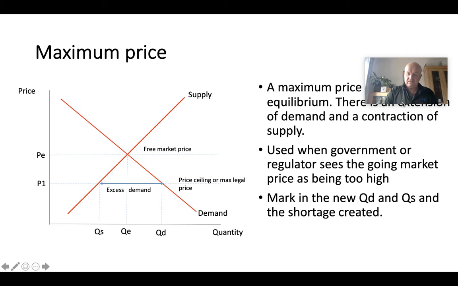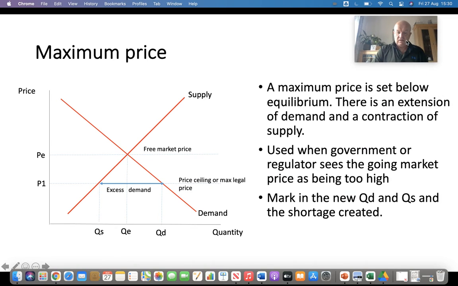So in this instance, this is how it works. Effectively, what we're saying is that if we believe that the market equilibrium at the moment is at a very high point for some reason, either supply or demand or both are significantly higher than we think they should be in a free market scenario, we might insist on a maximum price being set, which is below our equilibrium point. So in essence, there's an extension of demand and a contraction of supply in that scenario.